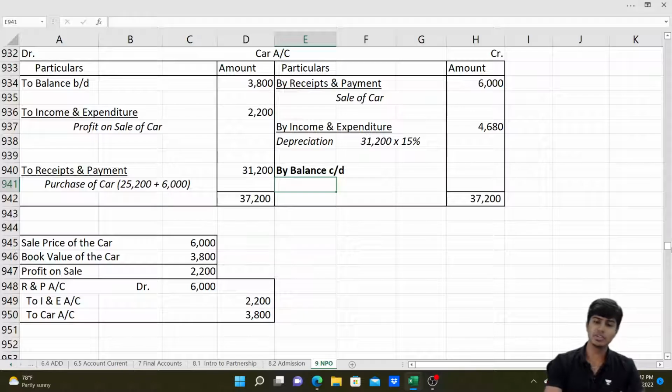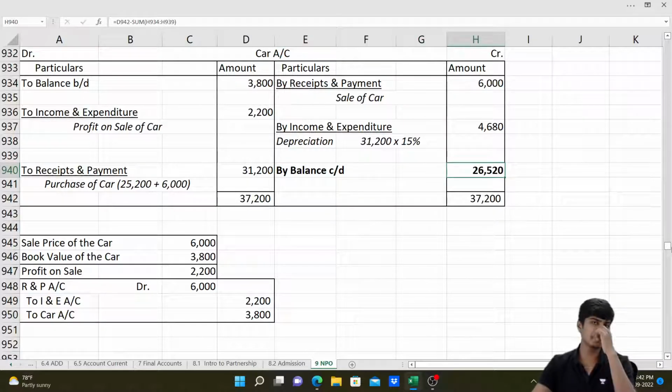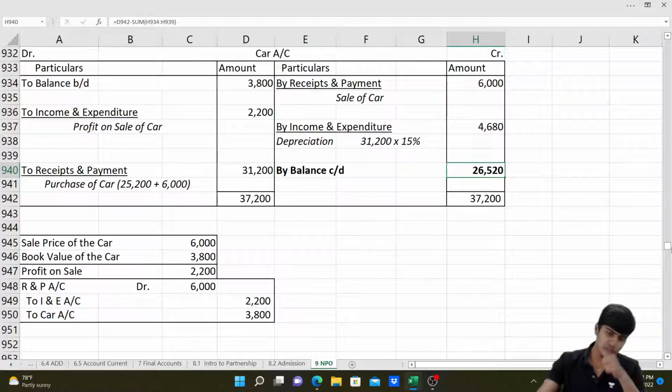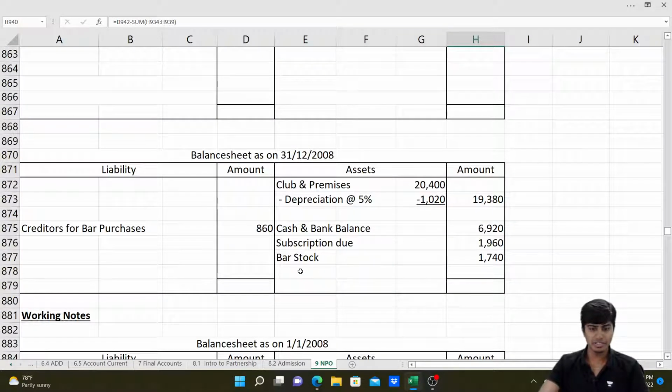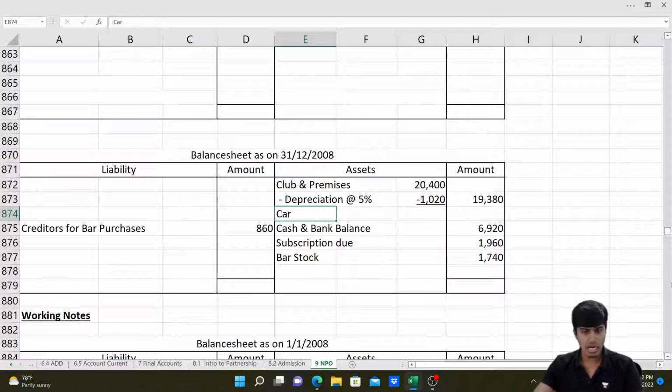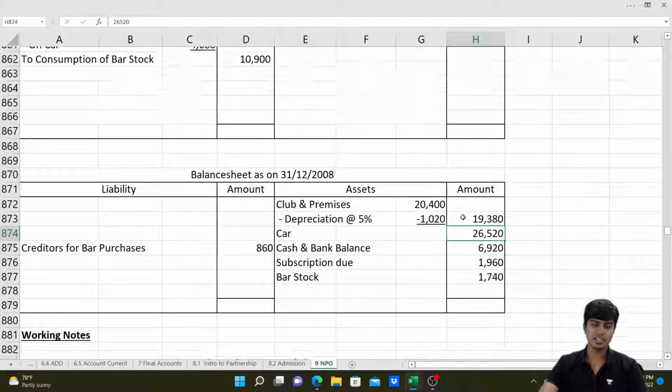Instead, you can take 31,200 and then deduct 4,680. You will still get the same thing. So the closing balance of the car is 26,520. This is the book value of the car after depreciation. So let us now write this 26,520 in our closing balance. In our closing balance sheet, let me write here car 26,520. That's it. All ledgers are closed.